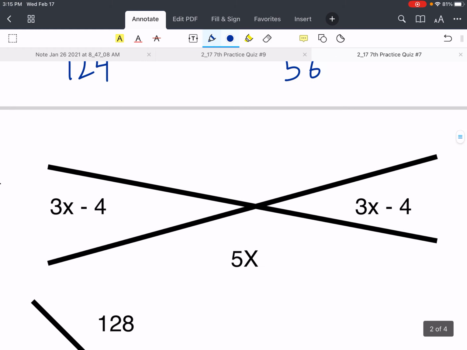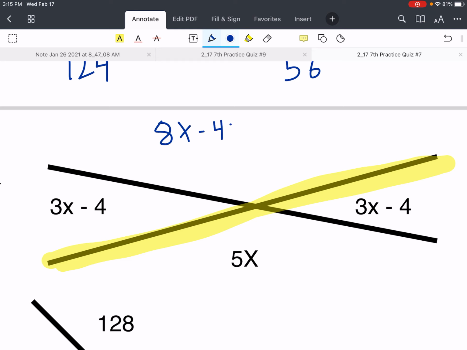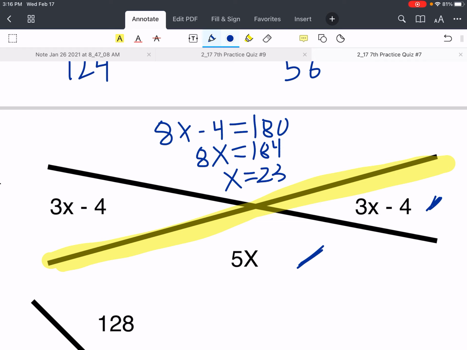Next one, these are vertical angles. Couple different ways to look at it. What I would do is I'm going to look below this yellow line. I'm going to realize that those will add up to equal 180. Combine like terms, 8x minus 4 equals 180. Again, we're doing this angle plus this angle. They're below that straight line. 8x equals 184. Divide both sides by 8, and x equals 23.